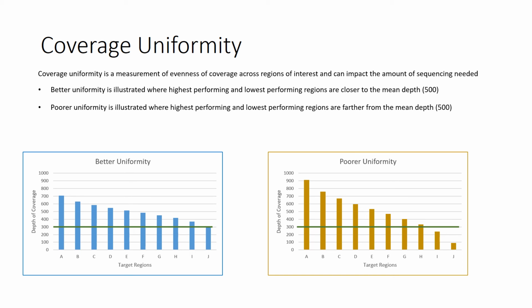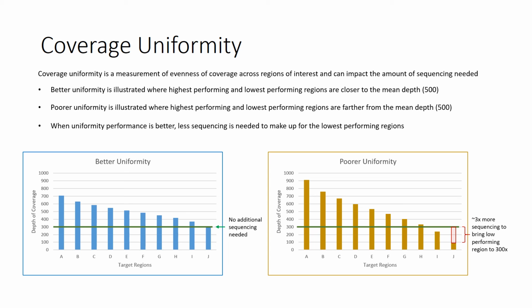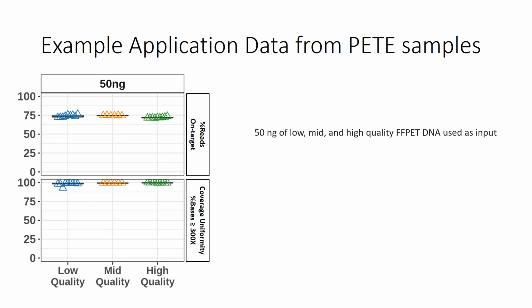Poorer uniformity is illustrated where highest performing and lowest performing regions are farther from the mean depth. So here in the poorer uniformity, you can see region A is at about 900, region J is at about 100, and ultimately you can see it's uneven coverage. Why is this important? Well, when uniformity performance is better, less sequencing is needed to make up for the lowest performing regions. So again, let's say we want to get to 300x. In the better uniformity, no additional sequencing is needed. In the poorer uniformity, you need 3 times more sequencing to bring the low performing region to 300x. That's in J.